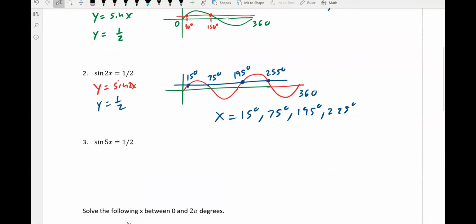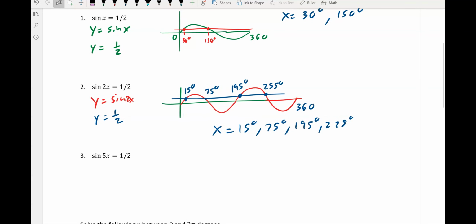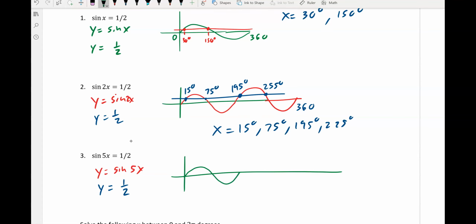So let's do it one more time. I want you to try it now with y equals sine of 5x. So you're going to say y equals sine of 5x. And our other y is equal to a half. And you're going to graph it. And you should already know that this sine is going to occur 5 periods. So 1, 2, 3, 4, 5 in that 360 degrees because it's 5 x's, right? And so having that 1/2 across, you should see we have 10 answers.